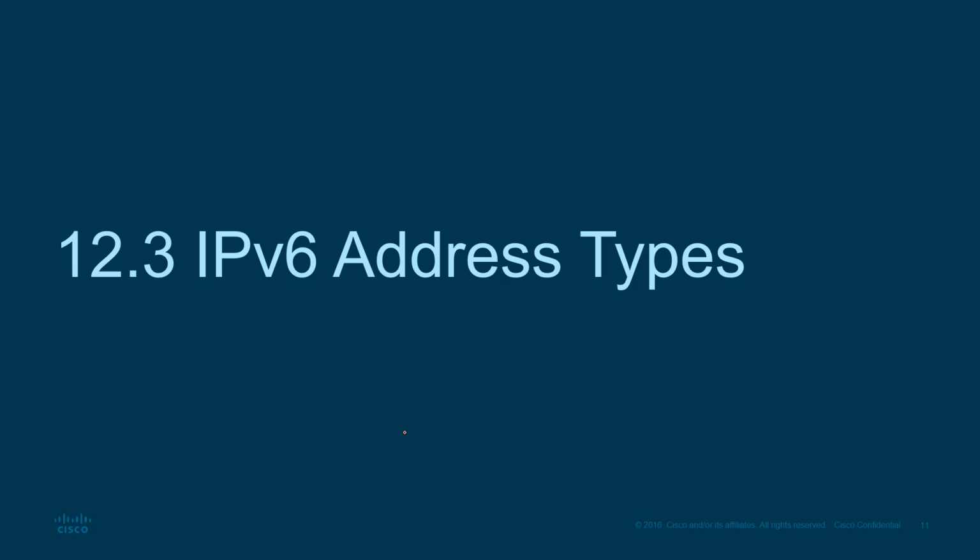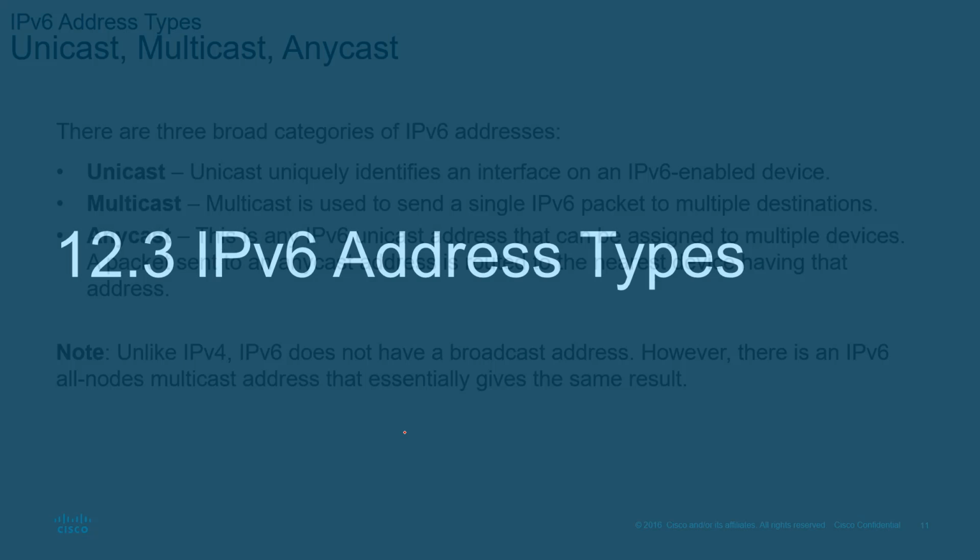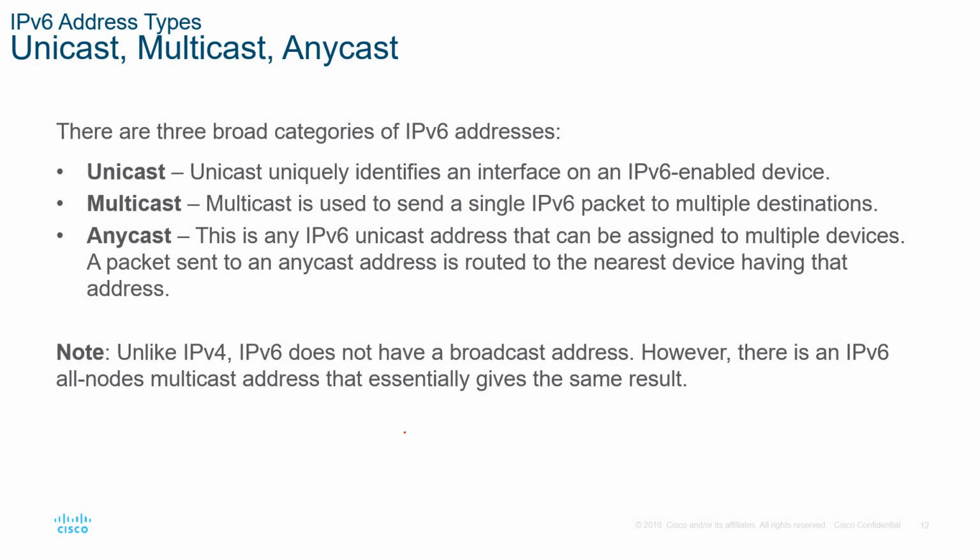Alright, moving on is address types. In IPv4, we talked about characteristics, multicast, broadcast, unicast. Well, in IPv6, we have unicast, multicast, and anycast. Unicast and multicast are pretty similar. We no longer have broadcasts. That has been replaced with an anycast.